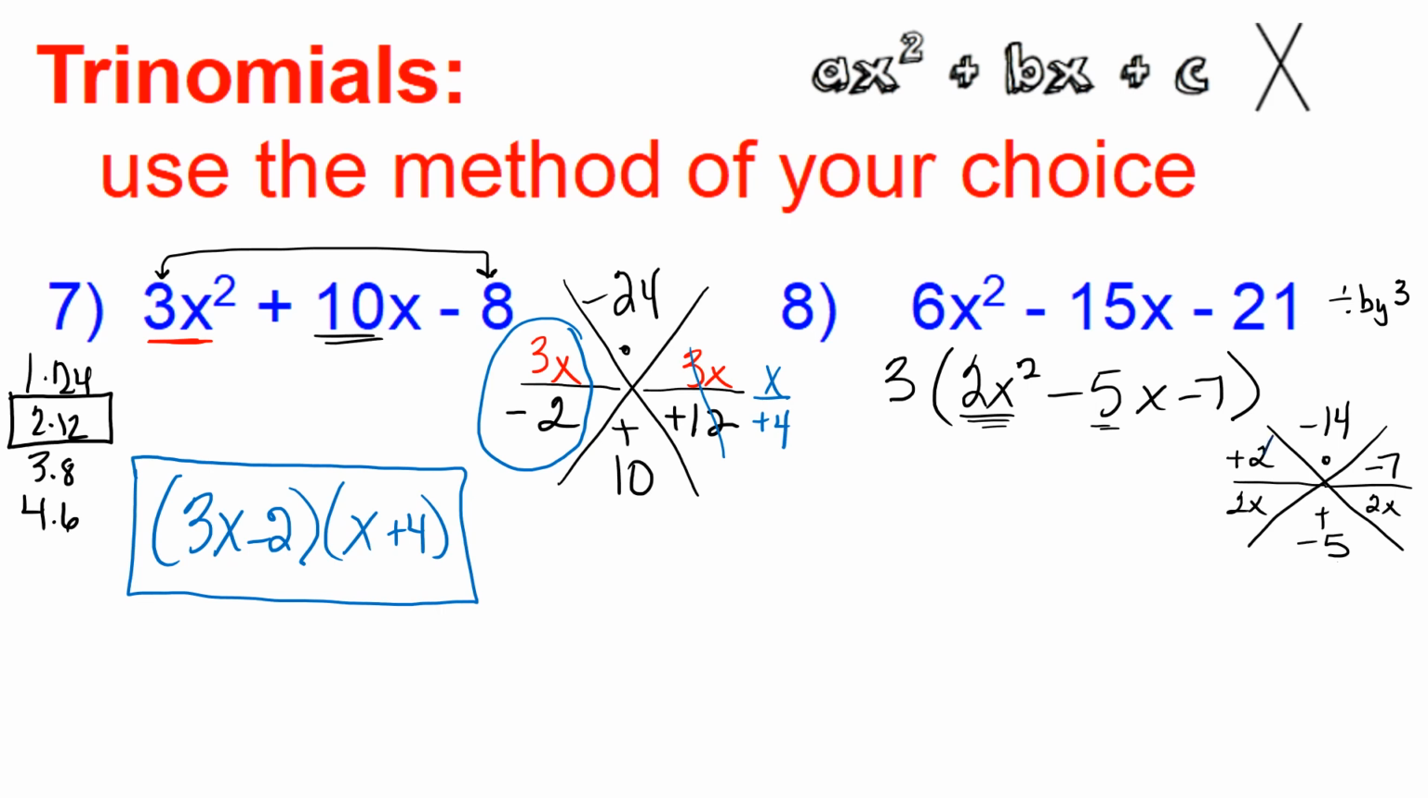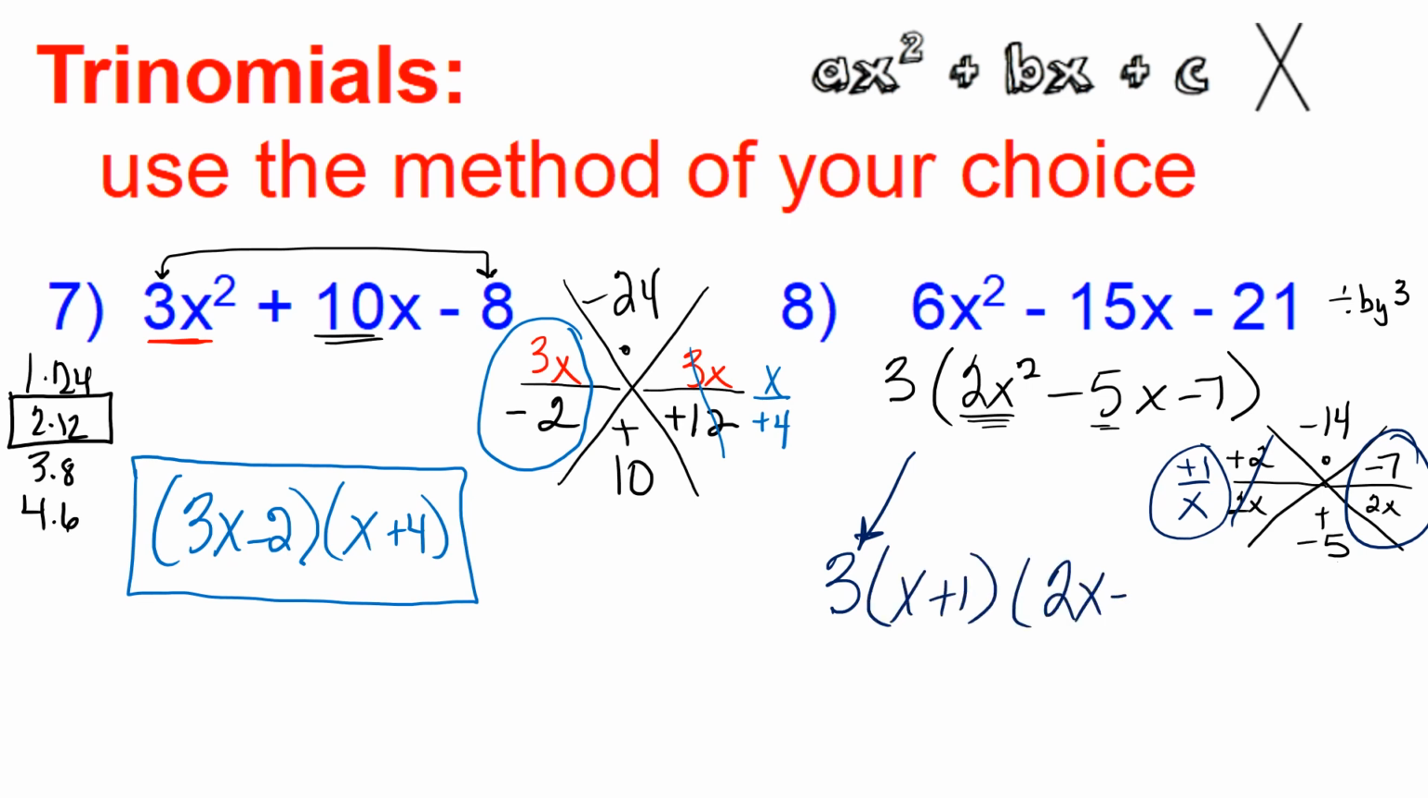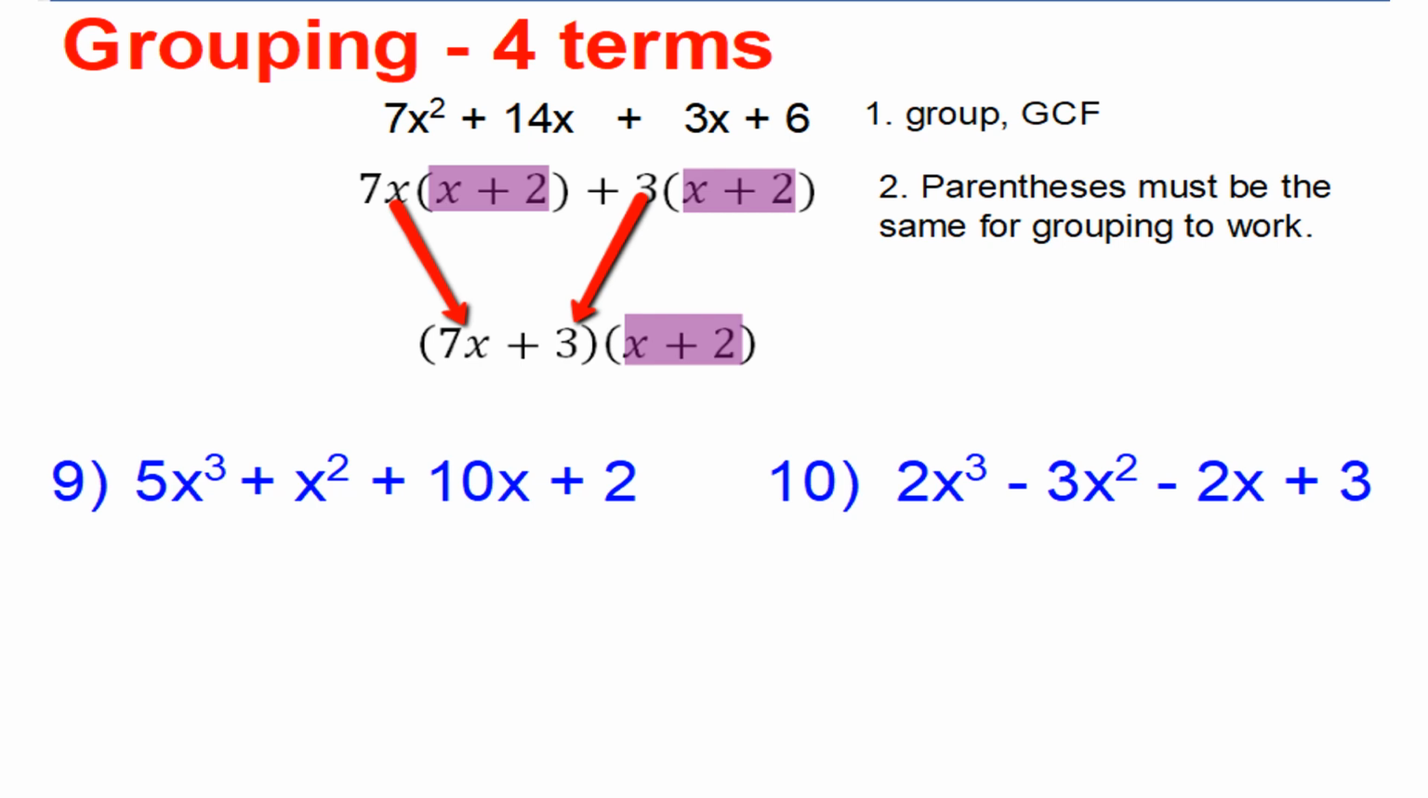2 and 2x are both divisible by 2, so that would give me a positive 1 over x, and that would be one of the factors. 2x and negative 7 do not reduce, so that would be another factor. The thing you have to remember is keep that GCF, do not lose it. So it's 3 multiplied by x plus 1, and then multiplied by 2x minus 7. There you go. Our last two examples are factoring by grouping.